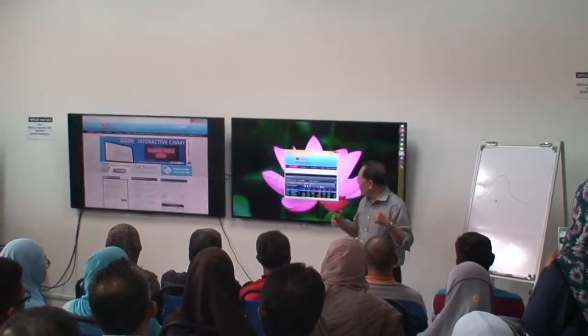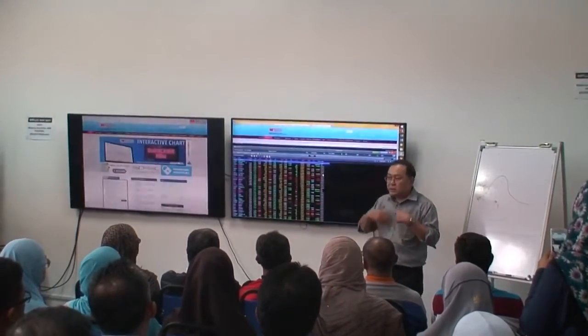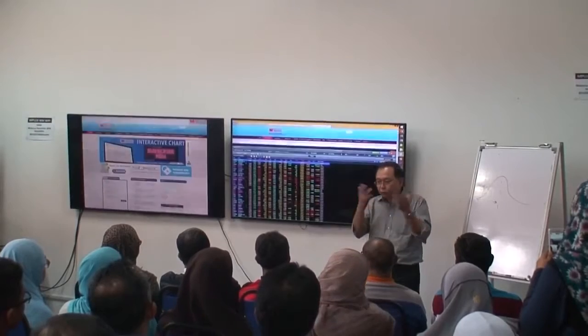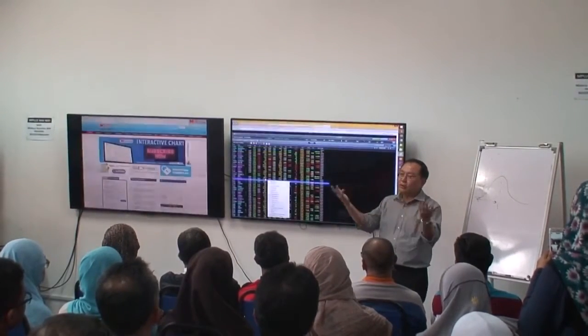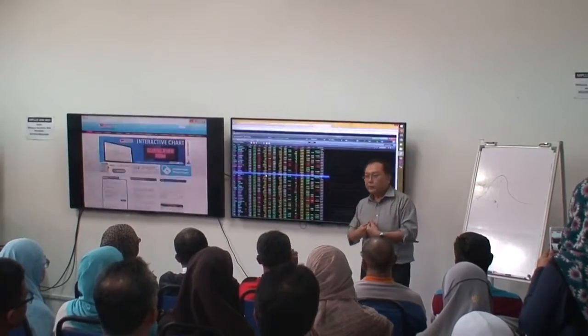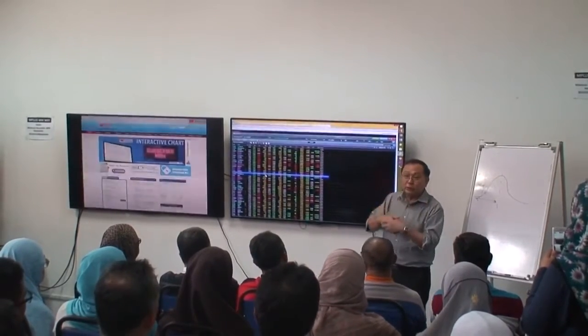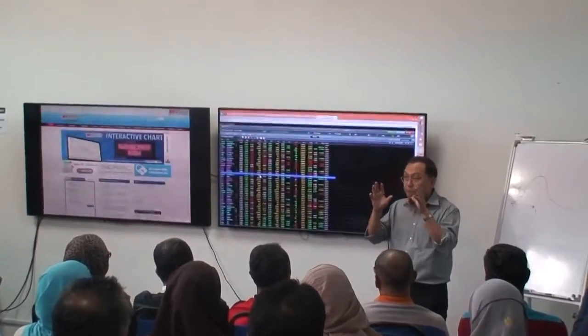Okay, so this is what we are trying to do. We are trying to get the system to track for you, so you don't have to look for the stocks. It will pop out for you. So it saves you a lot of time. You know, we have 1,000 over stocks, including the warrants, about 900 over other stocks.